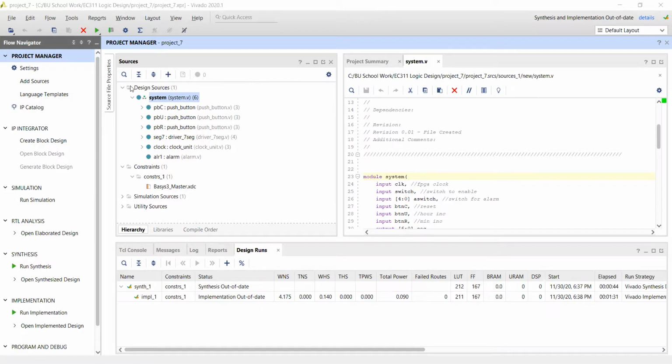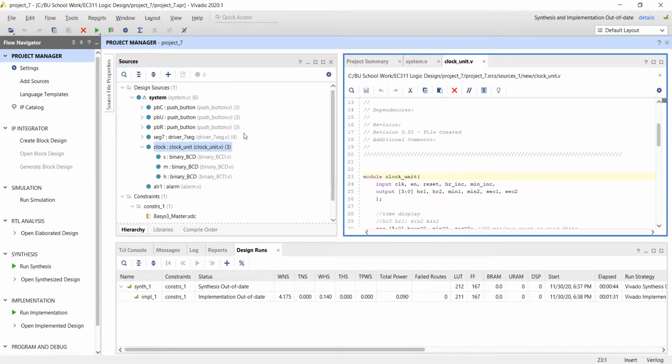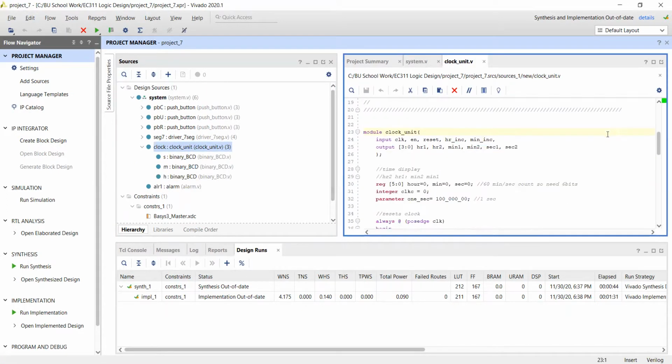Okay, perfect. So for my Lab4, I have one top module called System, and within the top module, I have essentially 4 different modules. One for the alarm, one for the clock, a 7-segment display driver, and some push button modules. The main module that I want to focus on in this demo is my clock unit module.